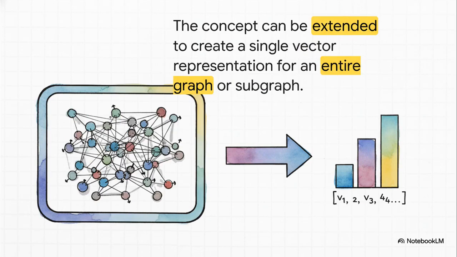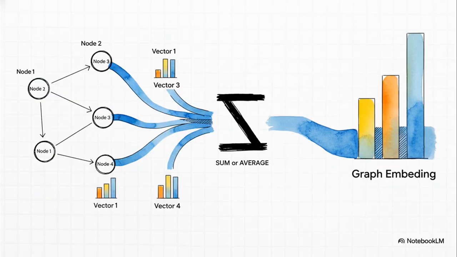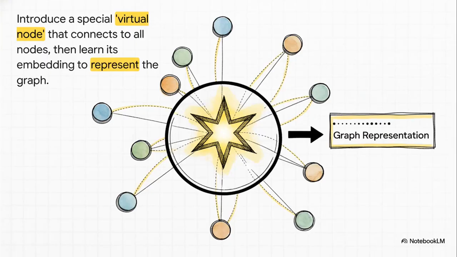And this idea doesn't just stop at individual nodes. You can take the same core concepts and extend them to create a single vector that represents an entire graph or even just a piece of one. One pretty direct way to do that is to first run a normal node embedding process on your graph. Then you just aggregate all those node vectors together. You could sum them up or average them out, and that gives you a single vector for the whole graph. Simple, but effective.